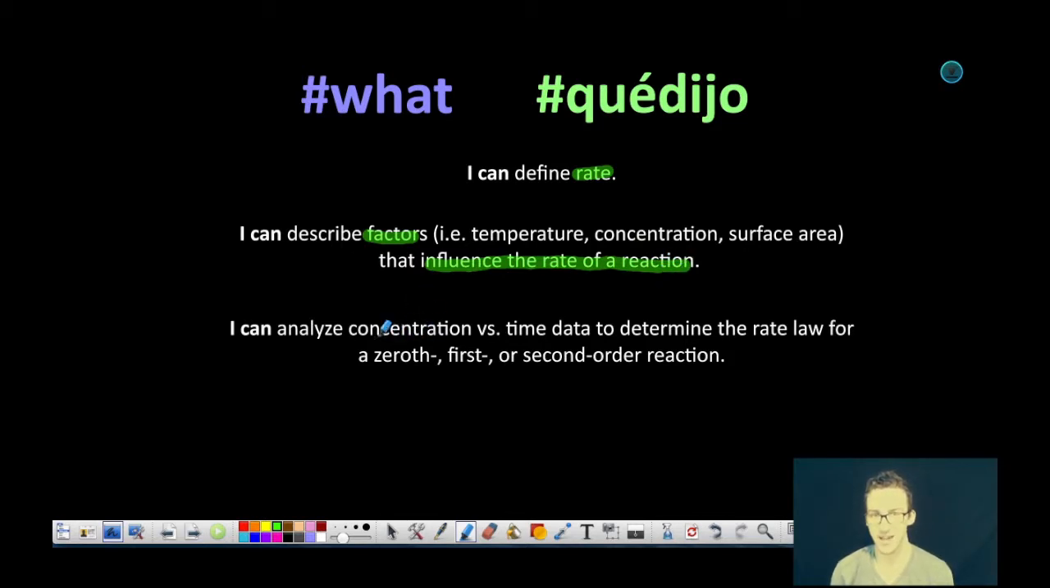And then lastly, we're going to analyze some concentration versus time data to determine what's called the rate law for a zeroth, first, or second order reaction. And we'll talk about what those mean in terms of what's going on with the rate or the speed of the reaction. But again, it's going to come down to analyzing what's going on with the concentration versus time data.